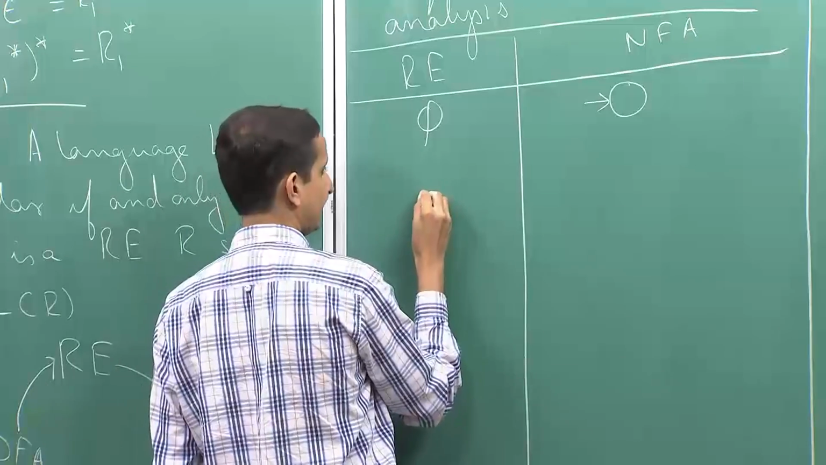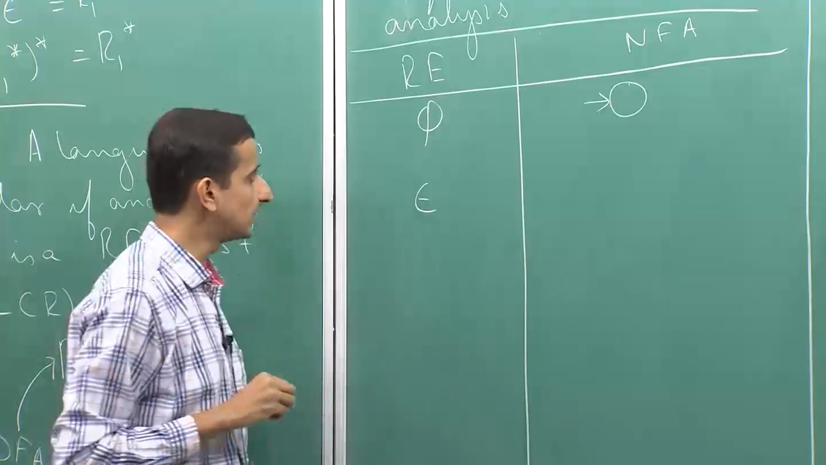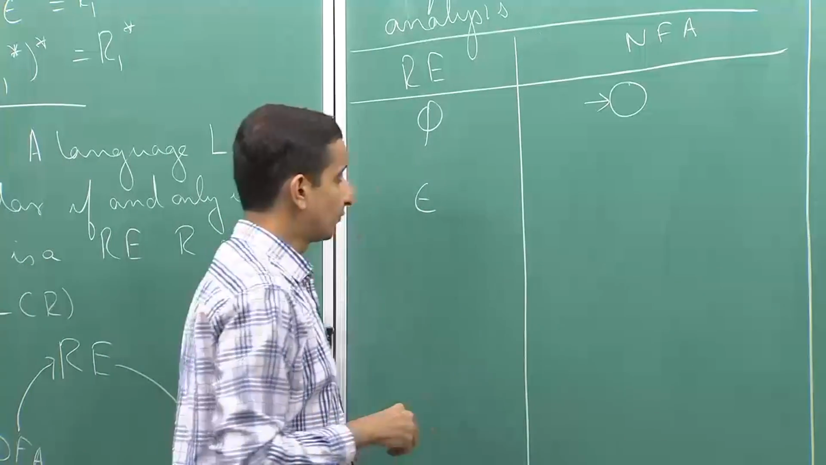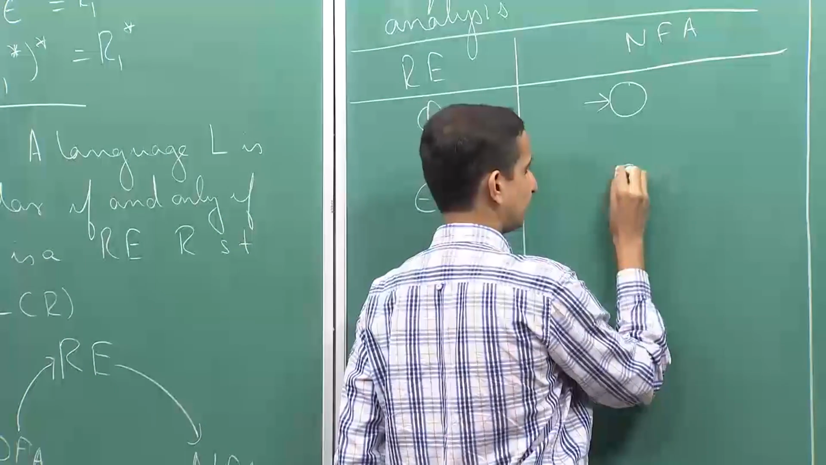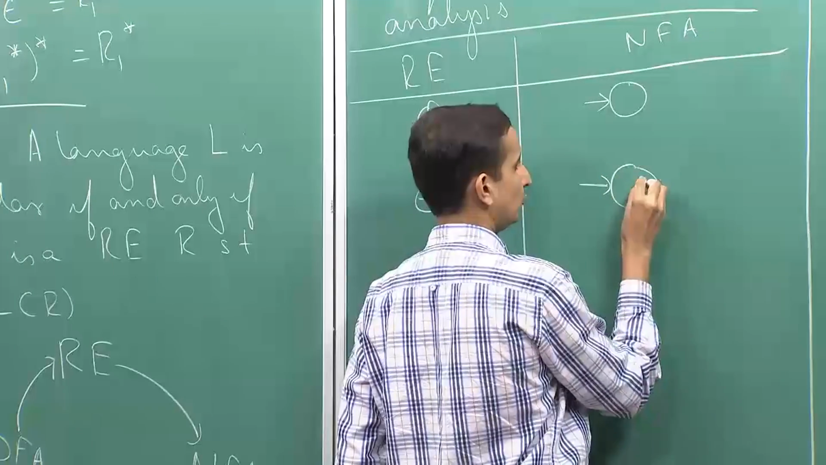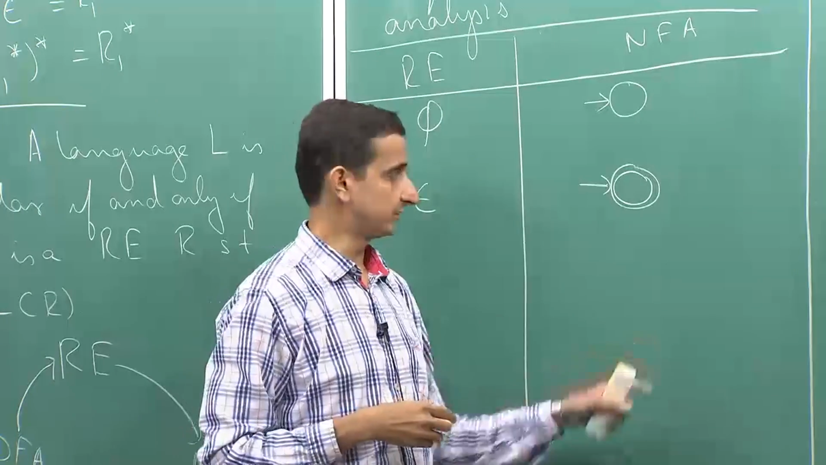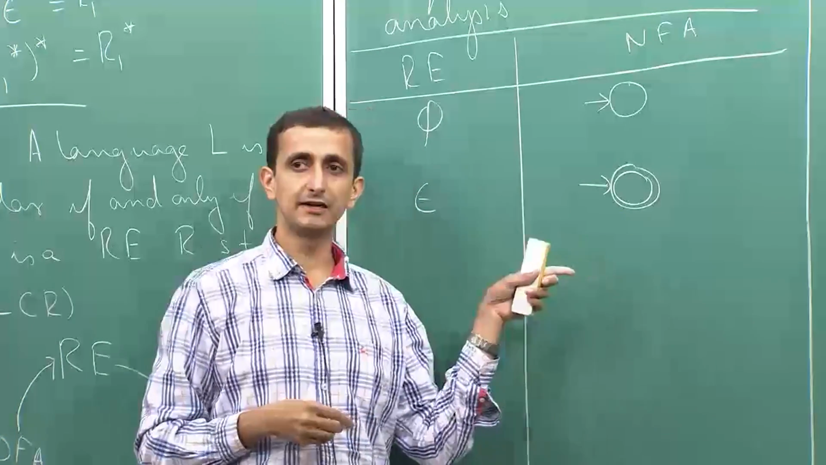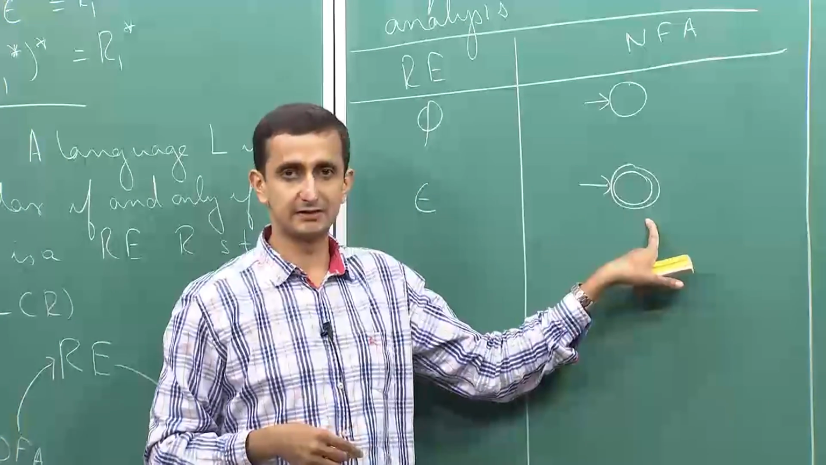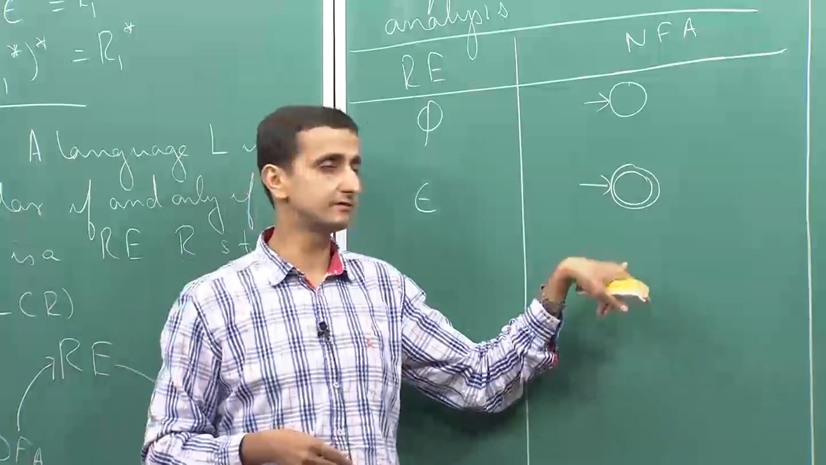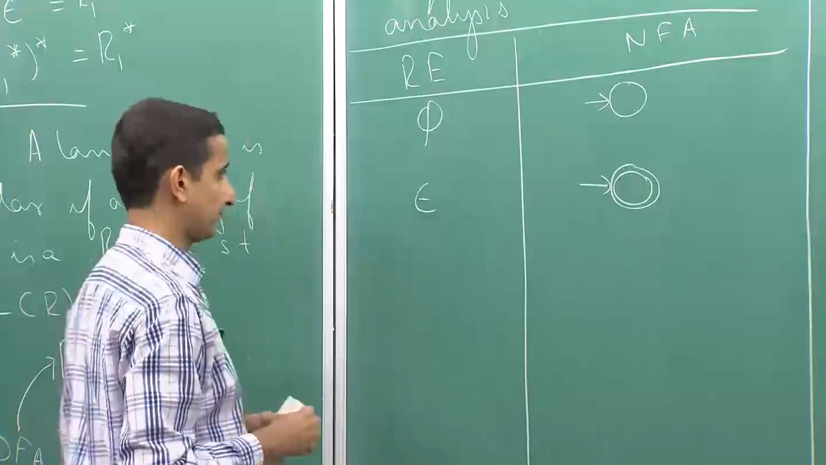Then if we have a regular expression which accepts only the string epsilon, what would be the NFA for it? The NFA for this will be an NFA whose start state is the same as its accept state. So this is an NFA which has a single state that is both the start state and the accept state. So the string epsilon is accepted, but no other string is accepted by this NFA.